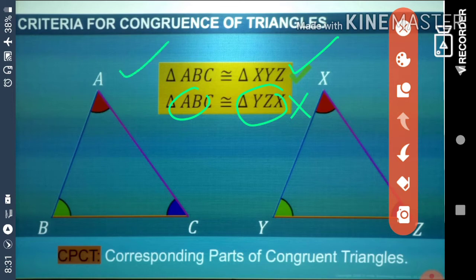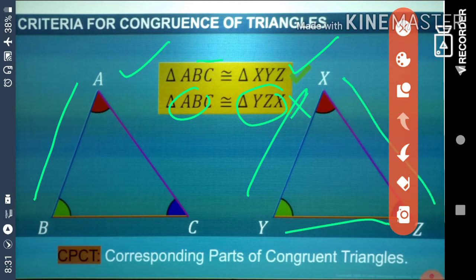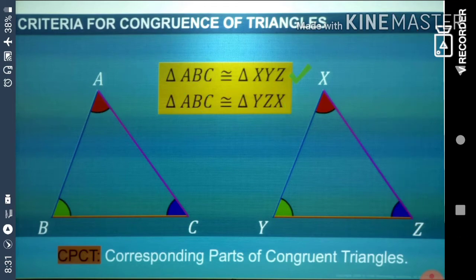The correct sentence is what? Triangle ABC is congruent to triangle XYZ. It means AB with XY, then BC with YZ, and at last CA with ZX. So they are showing the corresponding sides. So it will be correct. Okay, I hope it is clear.